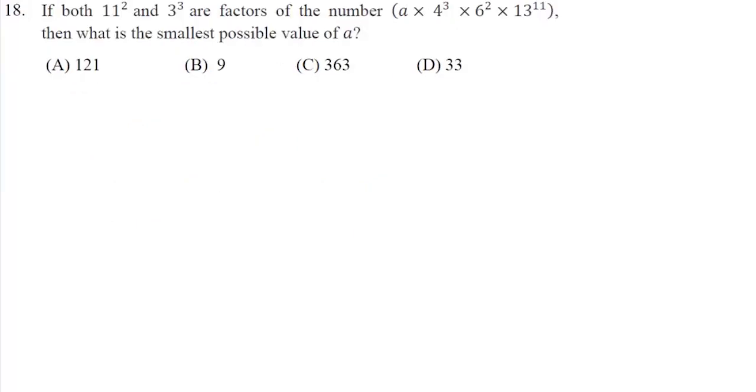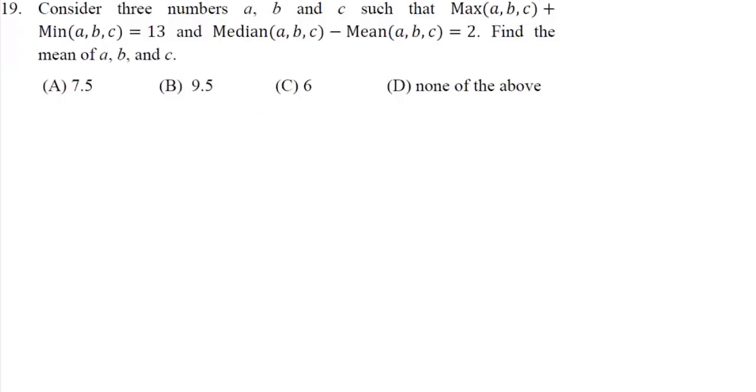Now question number 18 is, if both 11 square and 3 cube are the factors of the number A into 4 cube, 6 square into 13 to the power 11, then the smallest possible value of A is. Now since we have 11 square here, 11 square is not present in any of the three numbers. So this A must have 11 square. And then we must have 3 cube. Now in 6 square we have 3 squared. That means we must have one more 3. So the smallest value of A will be 11 square into 3, which is 121 into 3, and that is 363. And that's your option C.